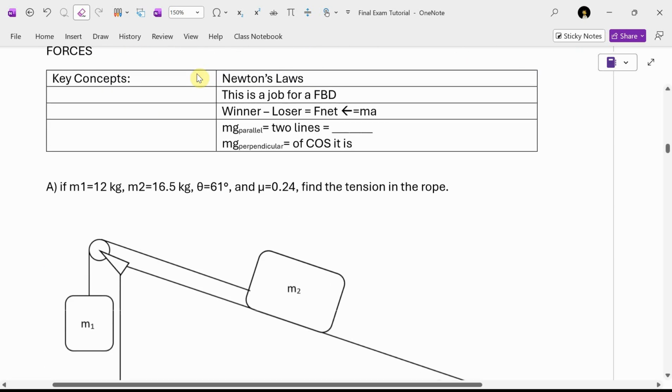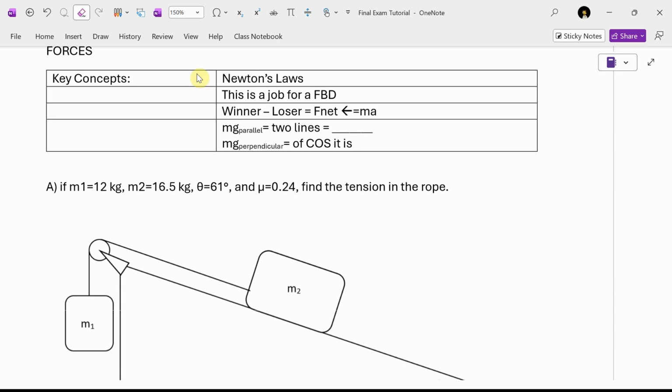Forces. Turn the page. So, some key concepts. You need to know Newton's laws. Newton's first: which way are you accelerating? That's the direction of the unbalanced force. If you're not accelerating, forces must be balanced, so look for the letter B. Newton's second, winner minus loser equals ma, is how we modified it. Newton's third, forces come in pairs, technically opposite pairs.